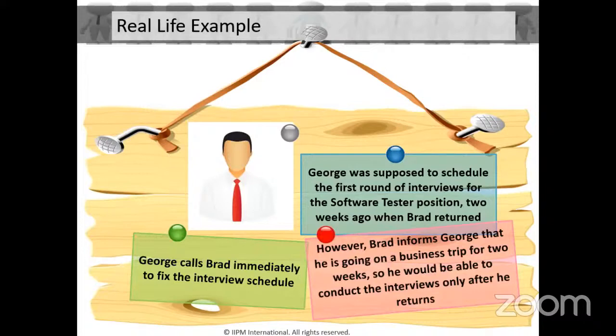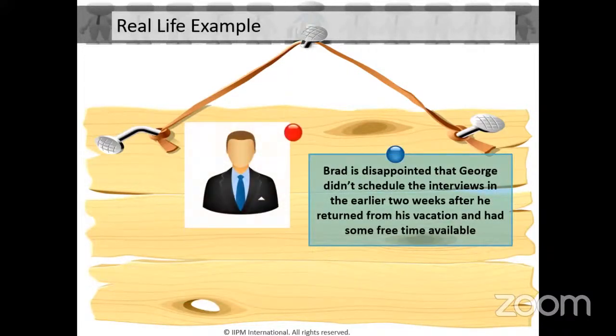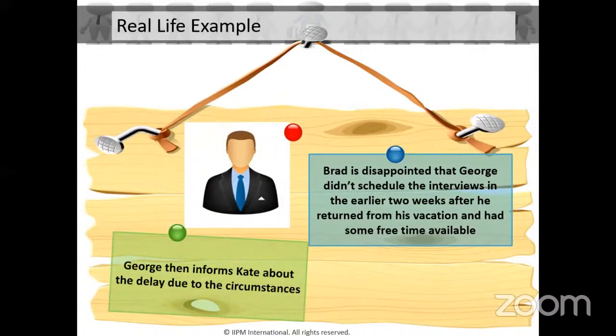George calls Brad immediately to fix the interview schedule. However, Brad informs George that he's going on a business trip for 2 weeks, so he would be able to conduct the interviews only after he returns. Brad is disappointed that George didn't schedule the interviews in the earlier 2 weeks after he returned from his vacation and had some free time available. George then informs Kate about the delay due to the circumstances.